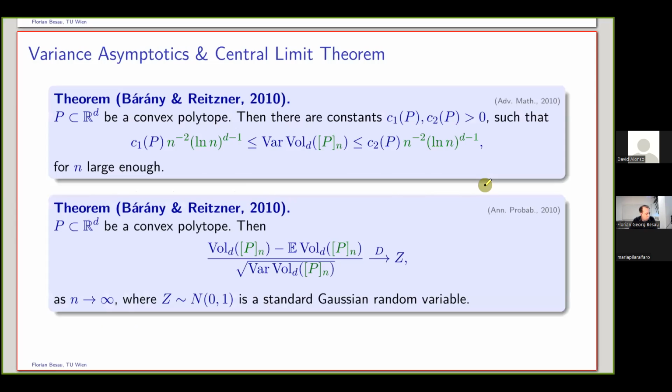Okay, and then also for the second moment and for the variance, essentially, we now also have a theorem with sharp bounds. This was a theorem due to Bárány and Reitzner much later. So this took 7 more years to figure out, essentially, that we have sharp bounds also for the variance of the volume of the random polytope, and they used this to essentially derive also a central limit theorem.